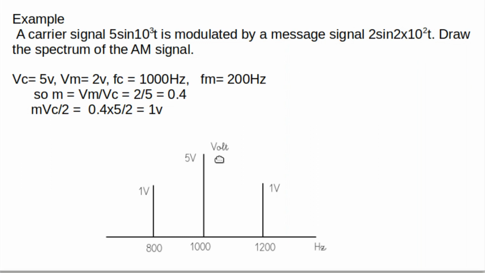So the central line is the carrier, its frequency is 1000 Hz, so it is 1000 here, and its amplitude is Vc, so Vc is 5, it is shown here.